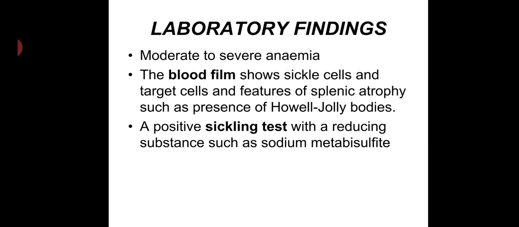Now coming to laboratory findings of sickle cell anemia. You will see moderate to severe anemia. The hemoglobin is reduced. The blood film shows sickle cells and target cells and features of splenic atrophy such as presence of Howell-Jolly bodies. Usually the RBCs which contain Howell-Jolly bodies are phagocytosed within the reticuloendothelial system or spleen. But because here there is autosplenectomy, the Howell-Jolly bodies within the RBC are seen on peripheral smear. Then you will have a positive sickling test.